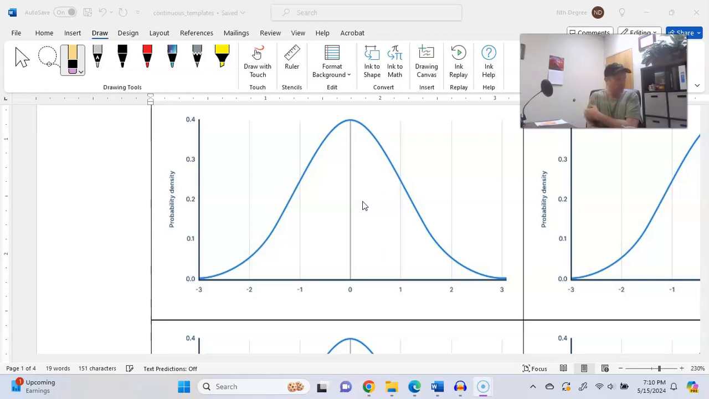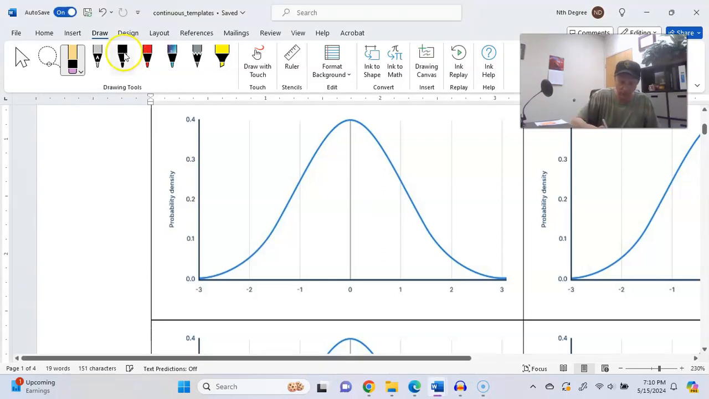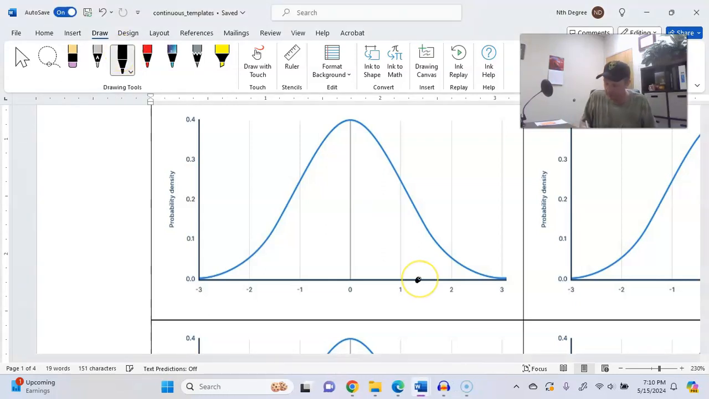Well, let's identify that z-score first. Z equals 1.23, more or less here. Okay, 1.23. And I'll draw that vertical cutoff. And that's the only z-score that it gave me this time. Only one z-score. And then it said find the area to the right of that. So I'm going to shade that.